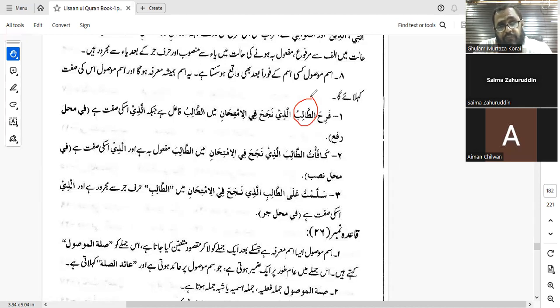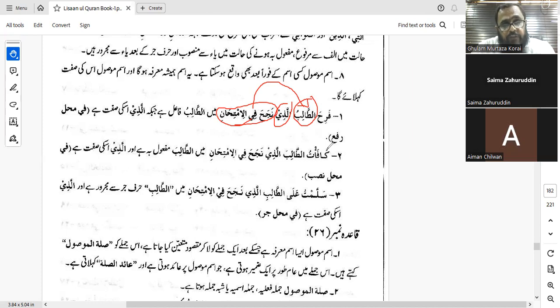Now alladhi najaha fil imtihani, alladhi is what? Al-ism al-mawsul. Najaha fil imtihani is a jumlatun fi'liyatun, that becomes silatul mawsul. And in najaha, there is a dameer mustatir that refers back to alladhi. Now alladhi, al-ism al-mawsul with its silatul mawsul becomes what? An-na'at for al-man'ut, that is what? At-talib. In simpler words, at-talib is mawsuf, and alladhi, that is ismul mawsul with its silatul mawsul, becomes an-na'at for it. Is that clear?